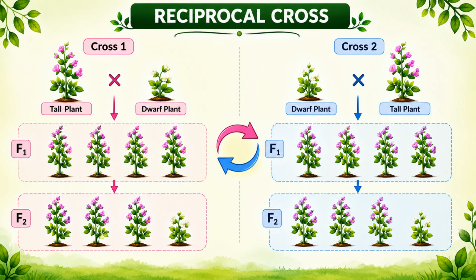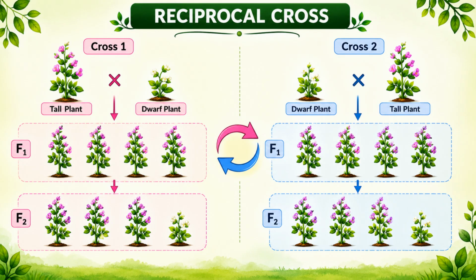In the first cross, he used the tall plant as one parent and the dwarf plant as the other parent. Then he reversed the parents in the second cross. This means the plant which was used first as one parent was now used as the opposite parent. After performing both crosses, Mendel carefully observed the results. And surprisingly, the result was exactly the same in both cases. In both crosses, all the plants of the F1 generation were tall.